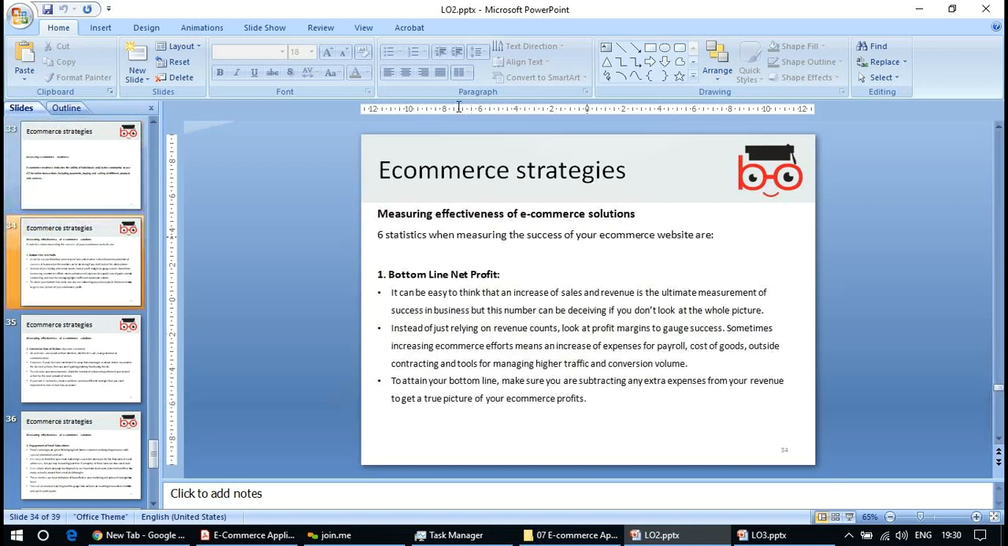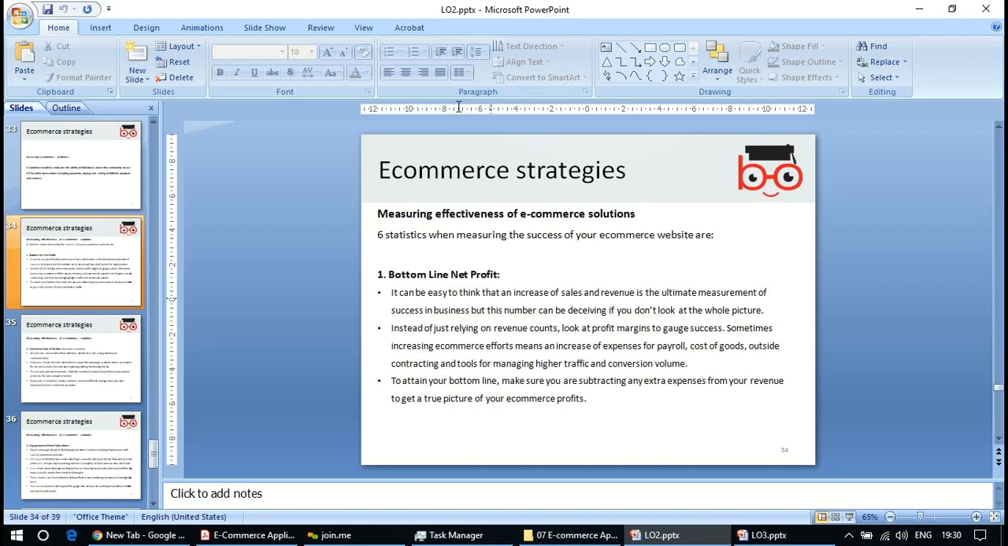Measuring effectiveness of e-com solution. Now you have the e-com solution, then six statistics when measuring the success of your e-com website are: bottom line net profit. So bottom line net profit is basically, no matter if you increase your sales, if you are selling at a cheaper price, and it costs you more on maintaining the inventory, and the final output is not worth it to you, then you would not be doing well.